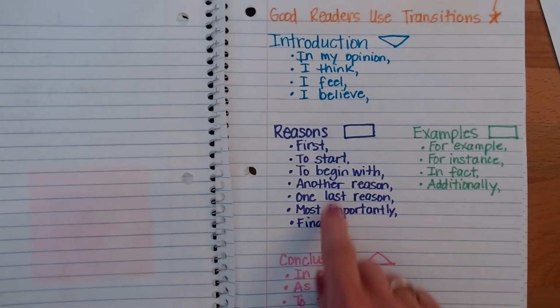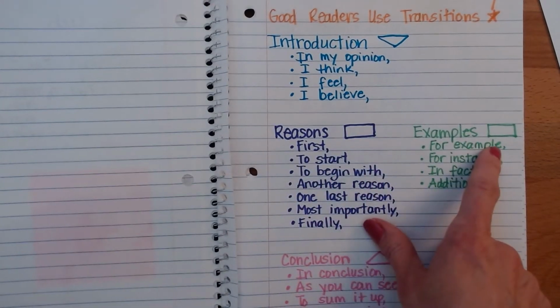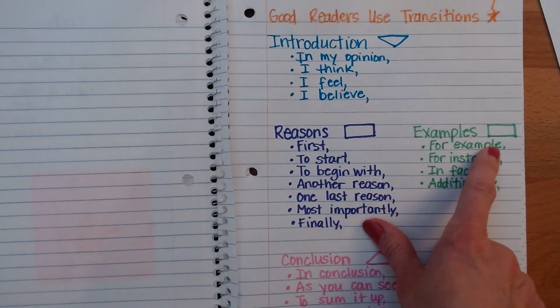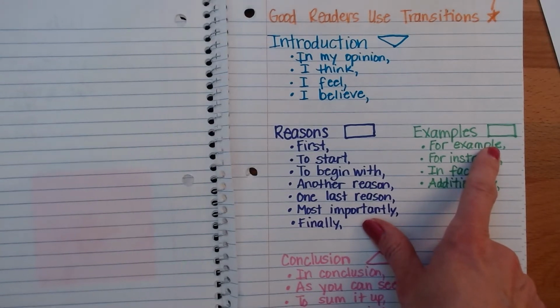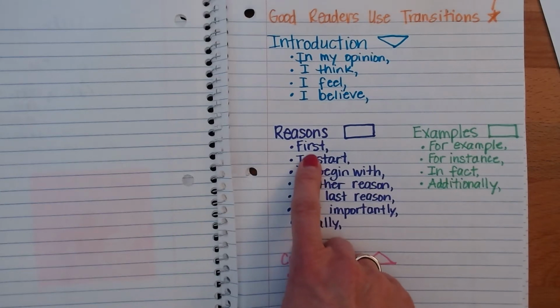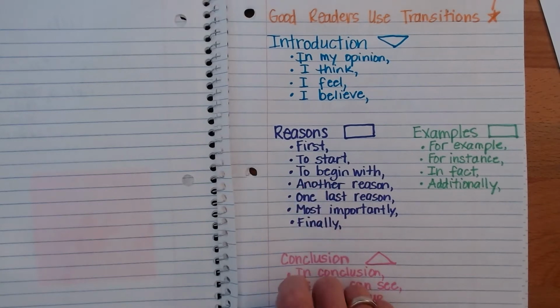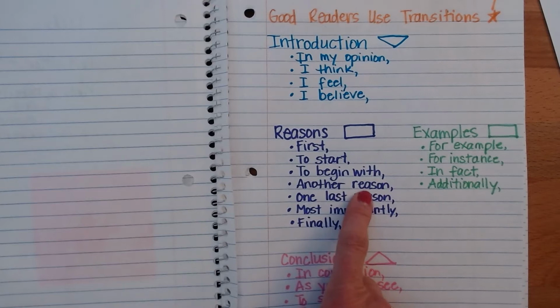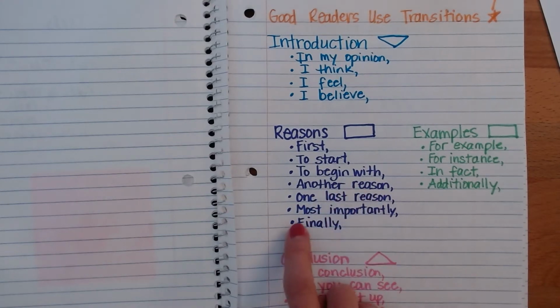You'll notice that I put in the middle our rectangles, because we're going to have 3 rectangles, and they're each going to have a reason and an example, and we're going to expand on that a little bit today. So I put the rectangles. For reasons, you might start out by saying first, or to start, to begin with. Another reason, you wouldn't say that with your first reason, but maybe your next one. One last reason, most importantly, or finally.